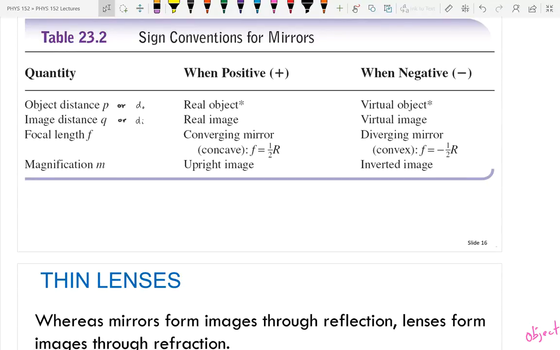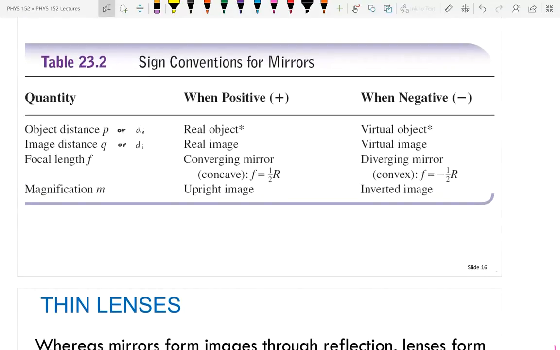Notice there are multiple conventions for object distance and image distance. The one I like is D with the subscript of O for object, D with the subscript of I for image. Some textbooks will use P for the object distance and Q for the image distance. So you kind of have to be flexible. Then you have the focal length.